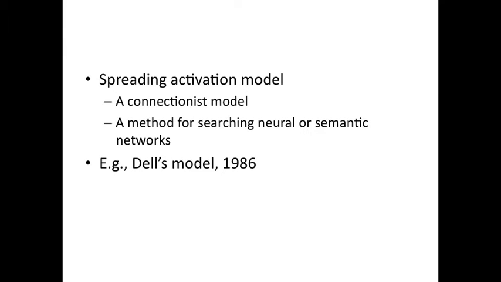A classic example of the connectionist model is called the spreading activation model. Okay, and an example of the spreading activation model is Dell's model. It came up in 1986. Now, according to the spreading activation model, there are different weighted networks.